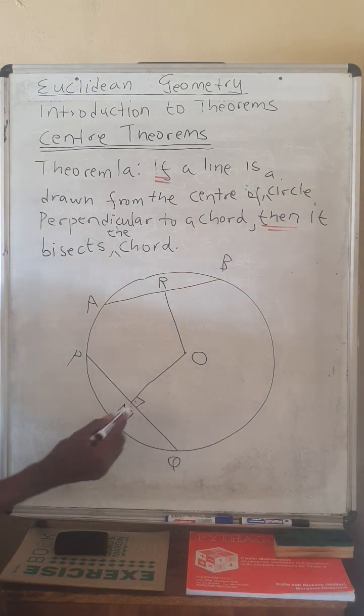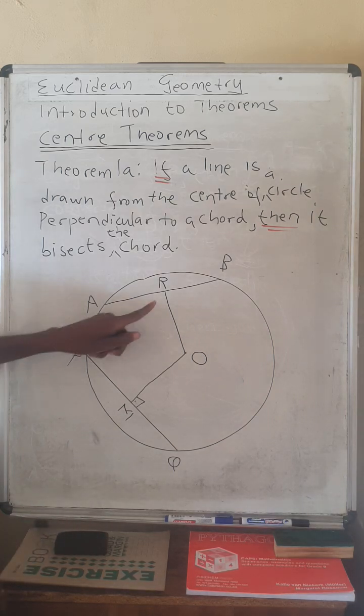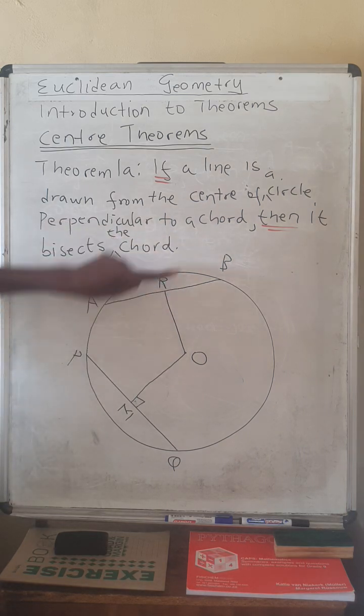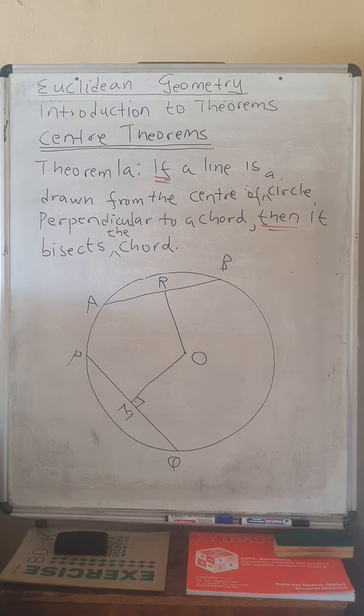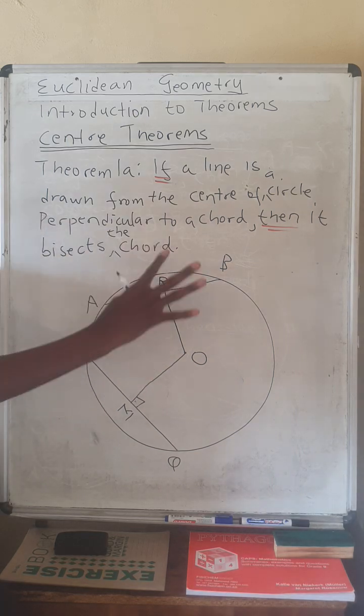This symbol explains that it shows you that two lines are perpendicular to each other. But when you come here, we can't say OR and AB are perpendicular to each other because I don't have anything indicating that the two lines are perpendicular. So in this case, this is just a line drawn from the center to a chord. So I can't say anything about this line.